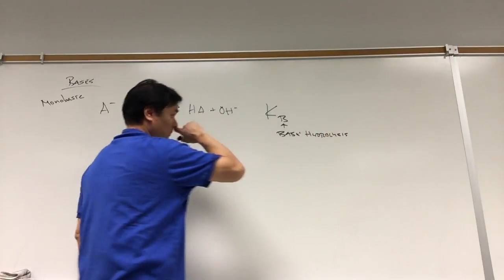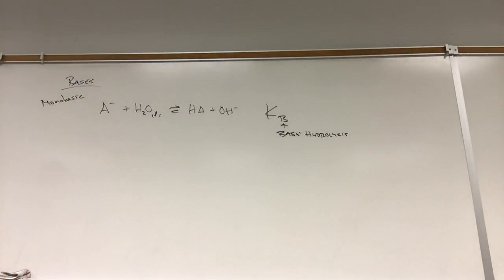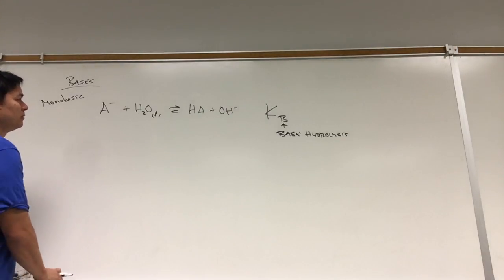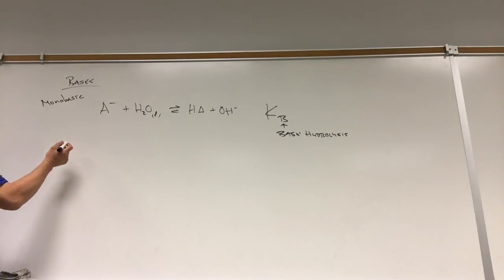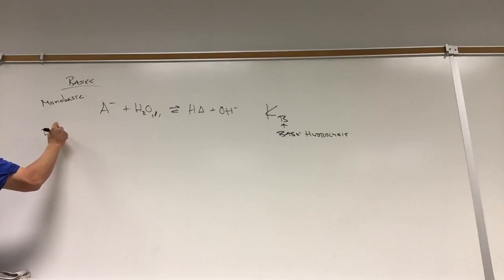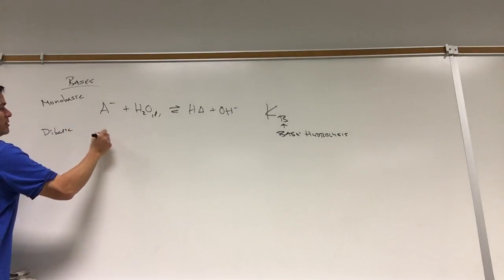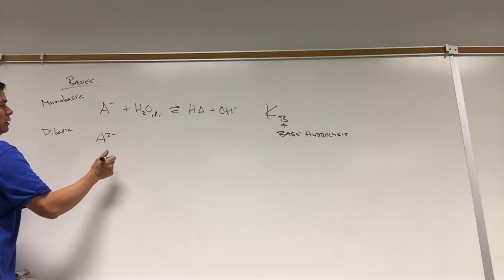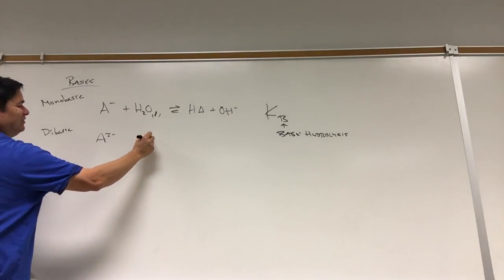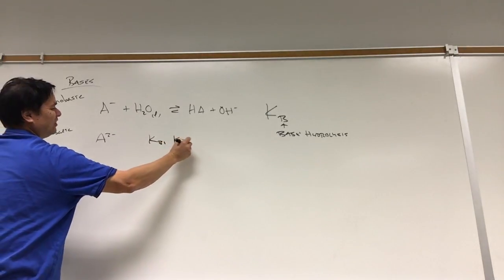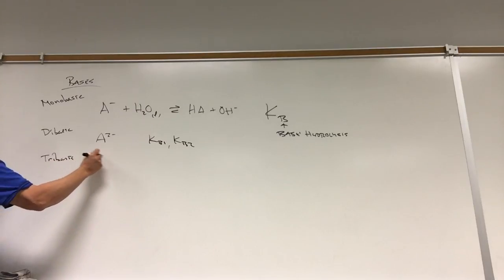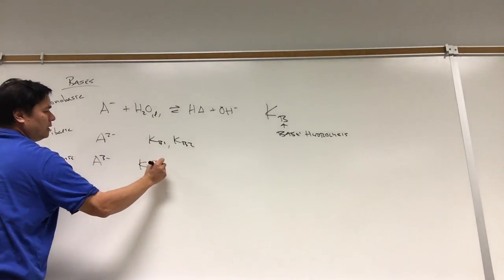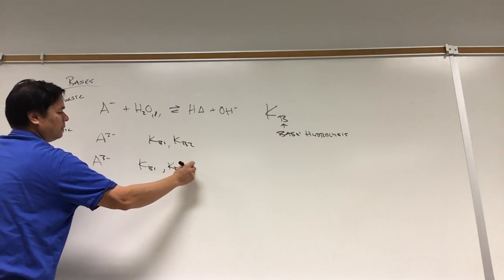It's just base plus water. The bigger the Kb, the stronger the base, or pKb, if you want to use our function. And then we have polybasic bases, for example, a dibasic base. A dibasic base would maybe just have a 2- charge. And so for a dibasic base, we're going to have a Kb1 and a Kb2. We'll go through an example of that. A tribasic base is about the most we're going to get, A3-. This will have a Kb1, a Kb2, and a Kb3.